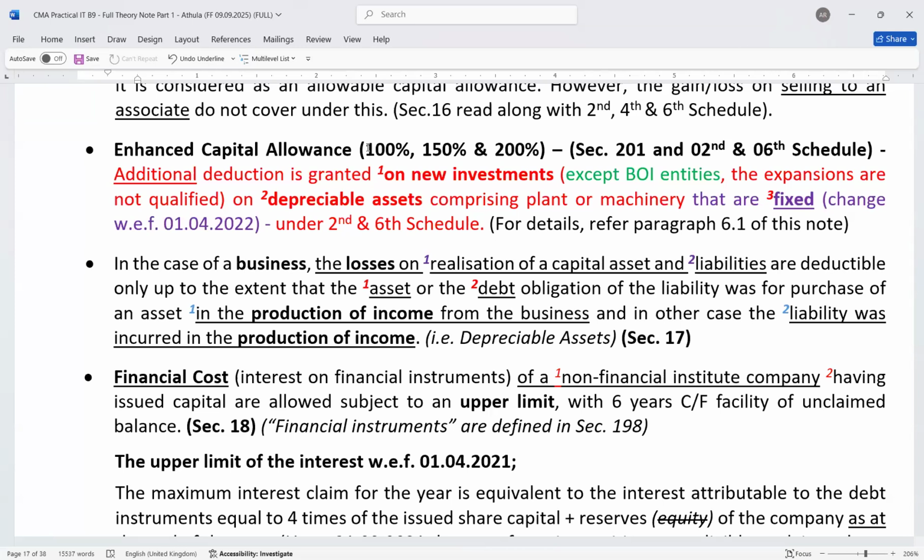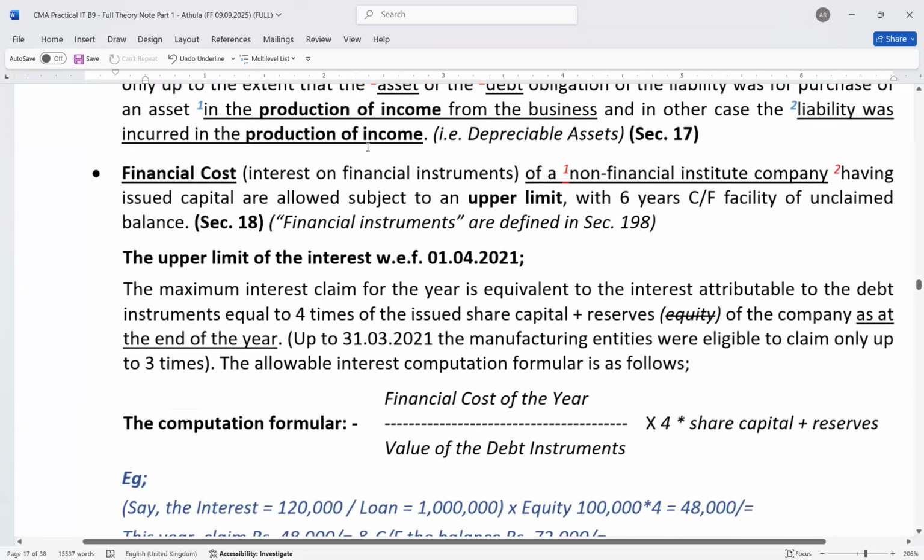Now, we should know what are the upper limits and also what are these financial instruments. Those two are very important. Now we'll try to see those things. The upper limit of interest with effect from 1st April 2021: the maximum interest claim for the year is equivalent to the interest attributable to the debt instrument equal to 4 times of the issued share capital and reserves, right?